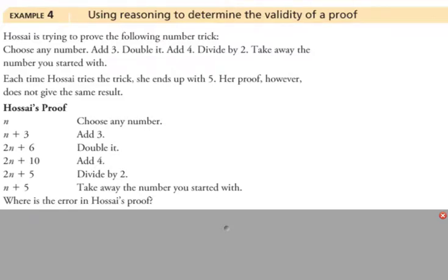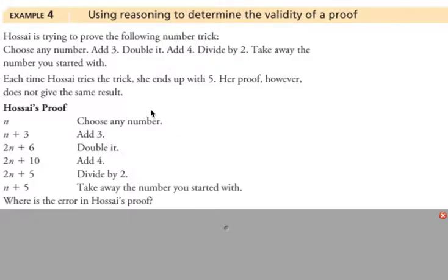In this question, we have a number trick. Choose any number, add 3, double it, add 4, divide it by 2, take away the number you started with. And each time the trick is attempted, she ends up with 5.